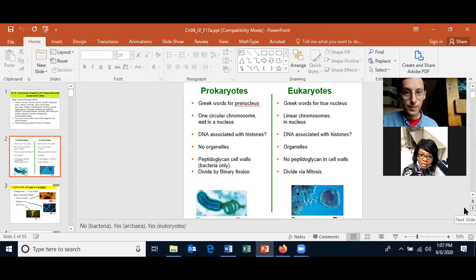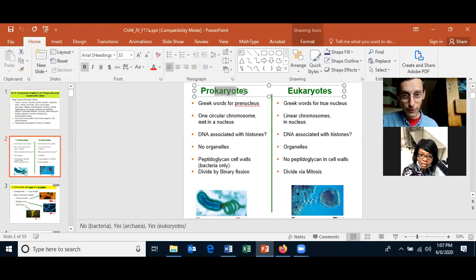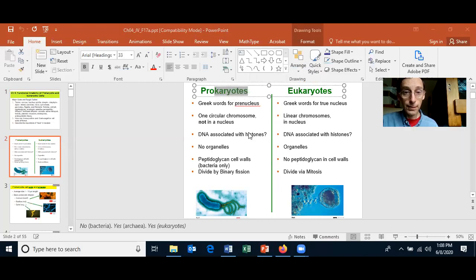There we go. So you should know the difference between prokaryotes and eukaryotes. A prokaryote means pre-nucleus, Greek for pre, and literally that's kernel, but it's translated into nucleus. And eukaryotes, Greek for eu, meaning true, so true nucleus. The prokaryotic cells have one circular chromosome. They're not in a nucleus. They don't have a nucleus. They don't have organelles either.